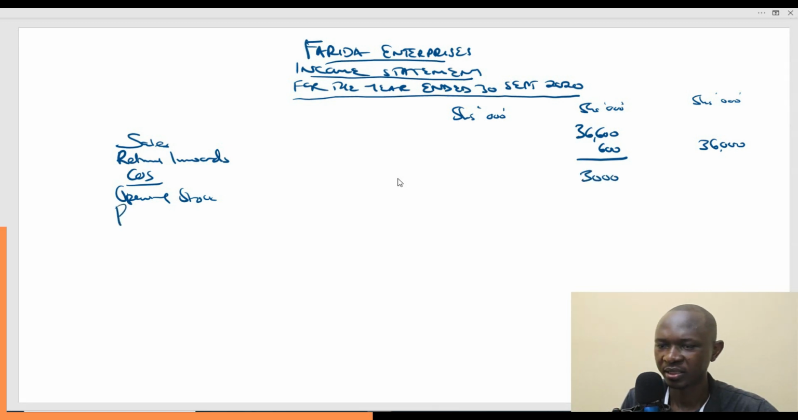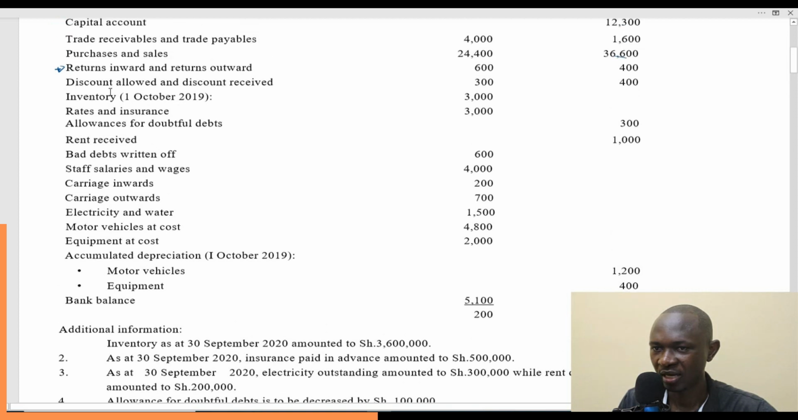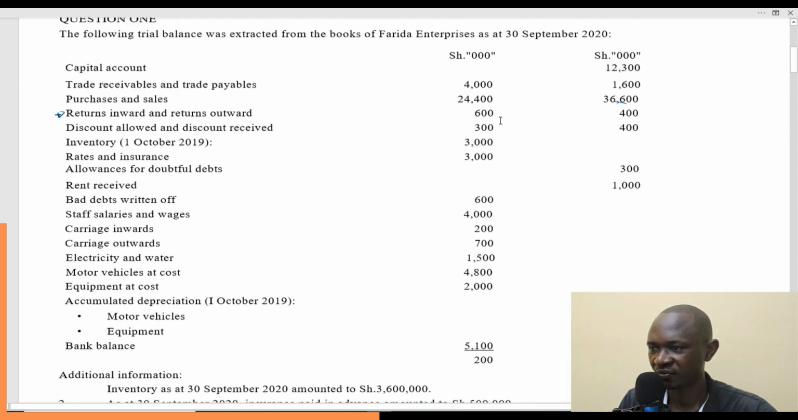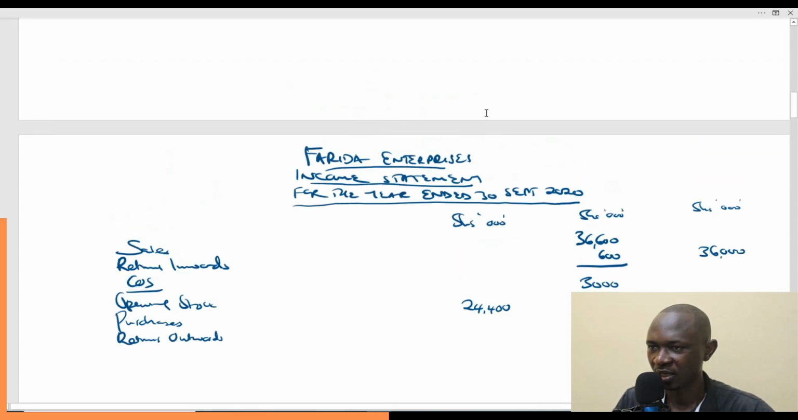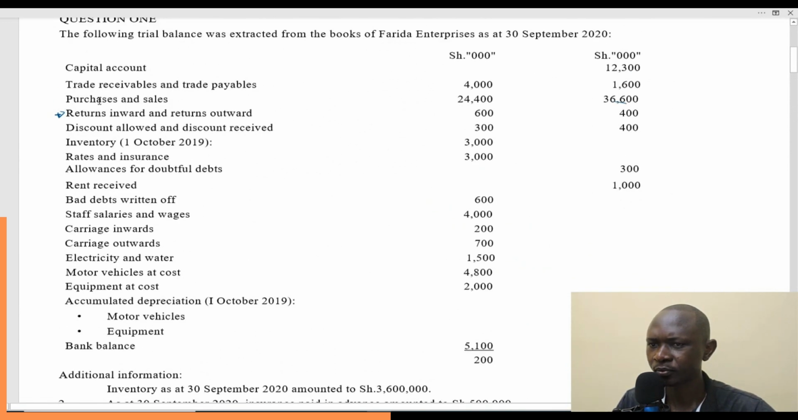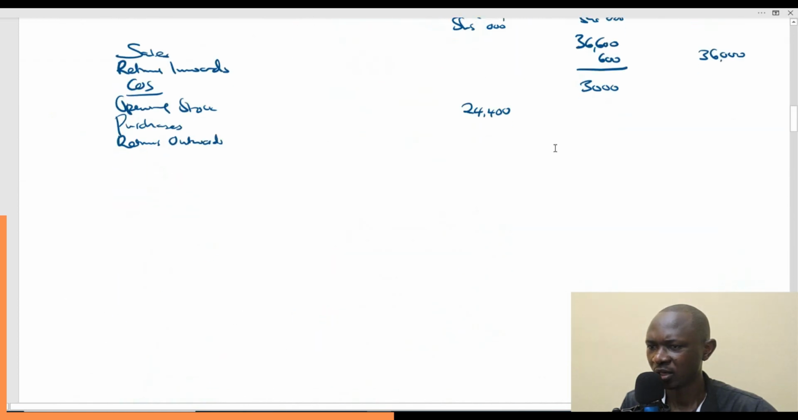Then we add purchases. And purchases, since we are already sure that it has some workings, it will go to the innermost column. So purchases 24,400. You take it to the innermost column because there is some working on it, and the working on it is returns outwards. We bought and we returned these goods outwards to the suppliers. So return outwards, the figure is 400.